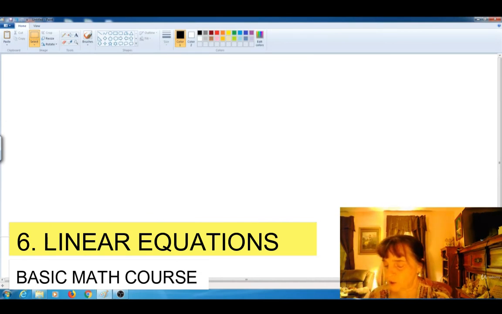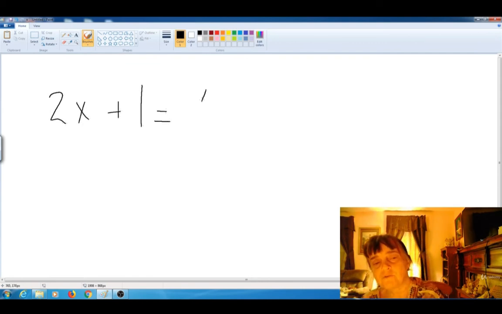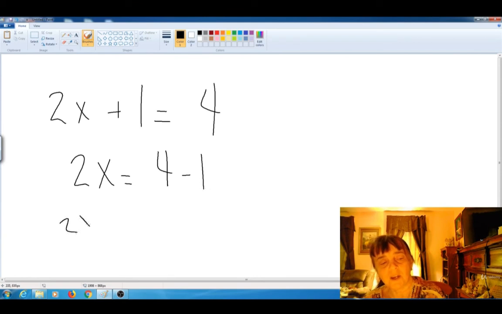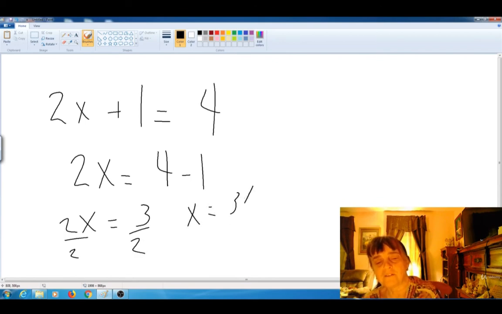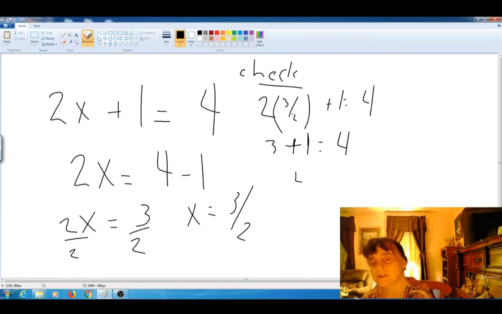Now we're on solving a linear equation. To solve a linear equation, you have 2x plus 1 equals 4. You have to bring the 1 across. 2x is 4 minus 1, so 2x equals 3. Divide both sides by 2, and you get x is 3 halves. You can check it by replacing x with 3 halves in the equation. So it'll be 2 times 3 halves plus 1. Does it equal 4? 2 times 3 halves is 3, and 3 plus 1 is 4. So both sides equal 4.